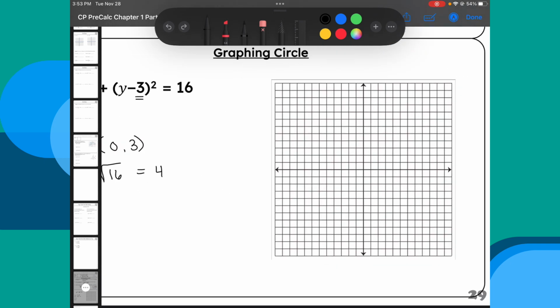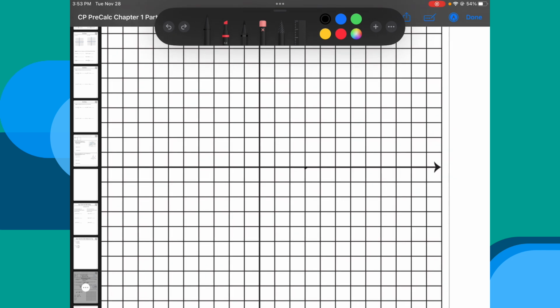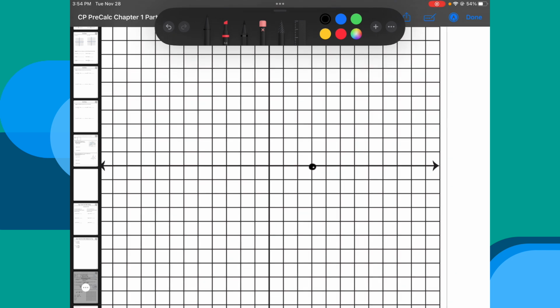We'll start by putting those things on our graph: (0, 3), and then we have a radius of 4. In all four directions, I'm going to count out 4: 1, 2, 3, 4. I'm going to go down 4, to the left 4, and then also up 4. From there, I'm going to do my best to connect into a circle.